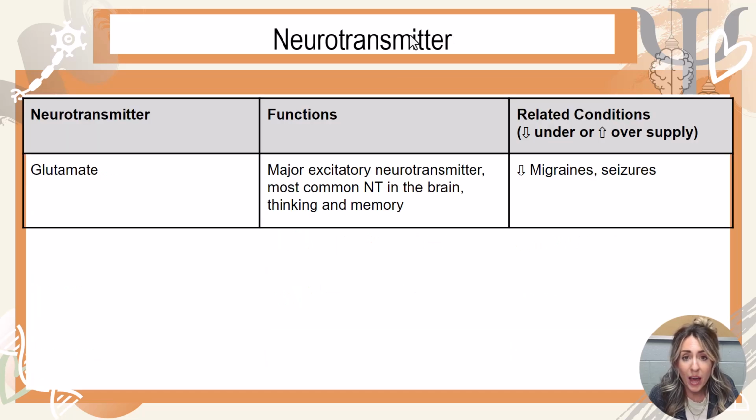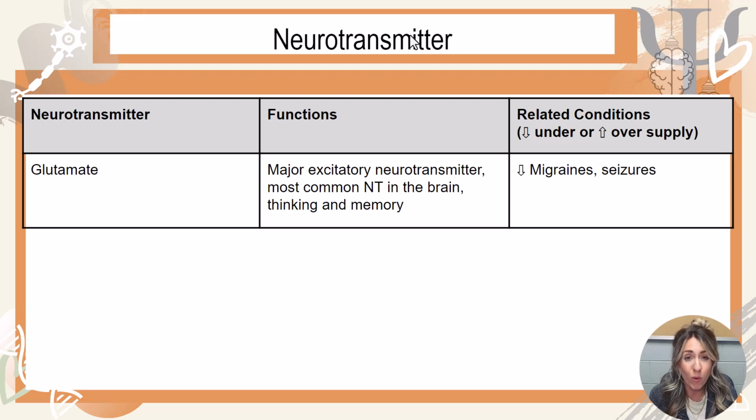All right, next we have glutamate. Glutamate is a little bit different than the rest of the neurotransmitters we talked about because, one, it's the most common one in the brain. And when we think about a function, one of the biggest functions of glutamate is as an excitatory neurotransmitter. So what does that mean? That means its job is to facilitate messaging, to excite cells and to make sure that they send the message.